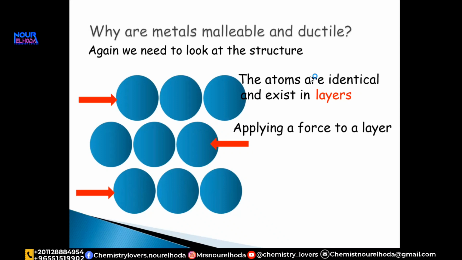Now if I ask you, why, since these are all positive ions, are they not repelling each other? They are supposed to repel, since they have the same charge. Why are they not repelling each other? I'm going to say because there are electrons in the middle. The electrons are still attracting the layers. That's why the layers slide over each other and don't separate. I hope this is clear. Easy?